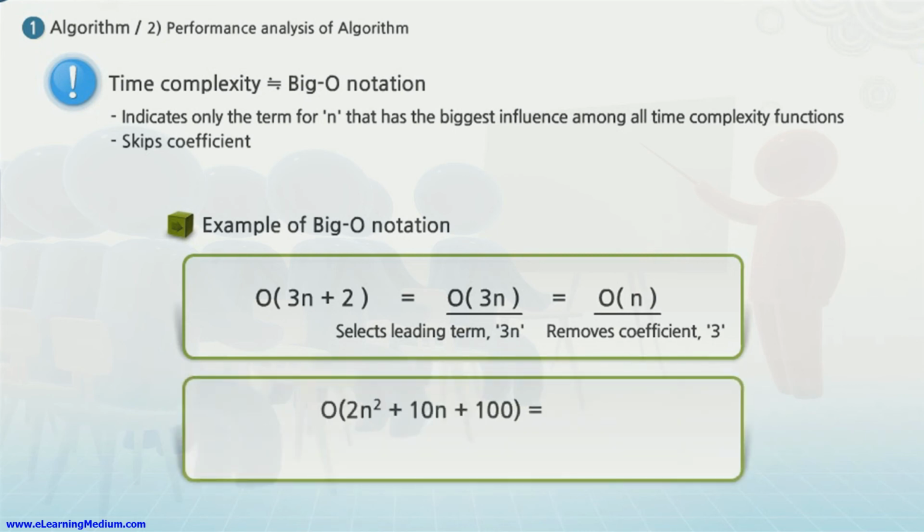Let's take another example. O of 2n squared plus 10n plus 100 is noted as O of n squared. When notated in a constant, it yields 1. For instance, O of 4 is notated as Big O of 1. Removal of coefficient and constant, as well as indication of leading term among the inputs, is what affects algorithm most, designed for simple expression.